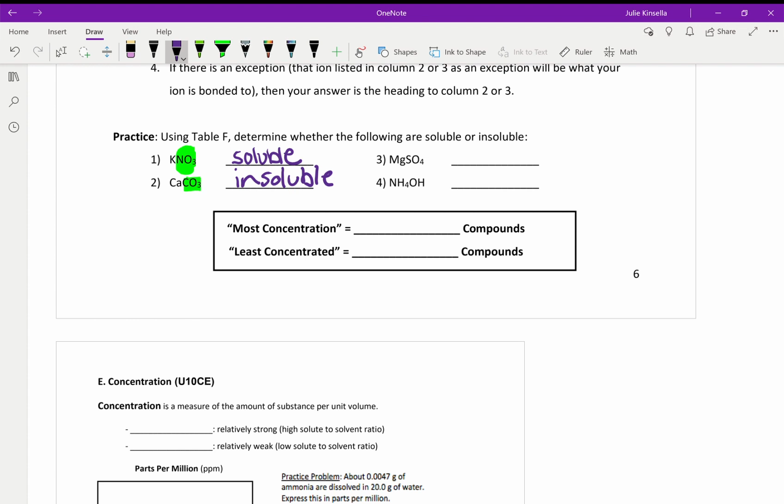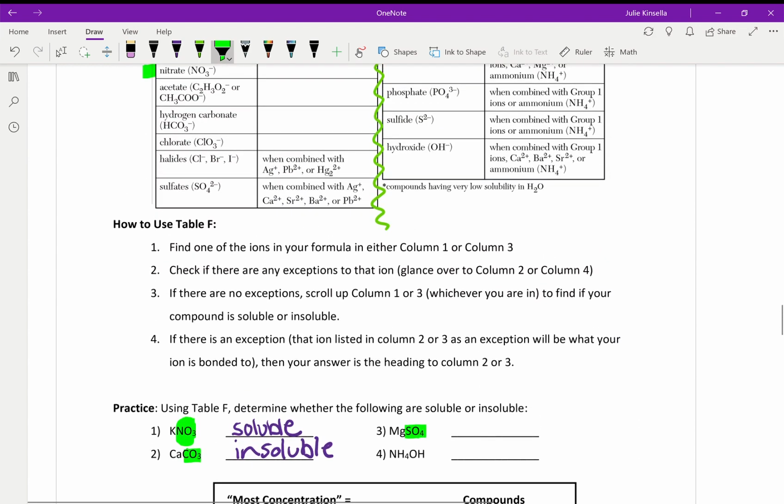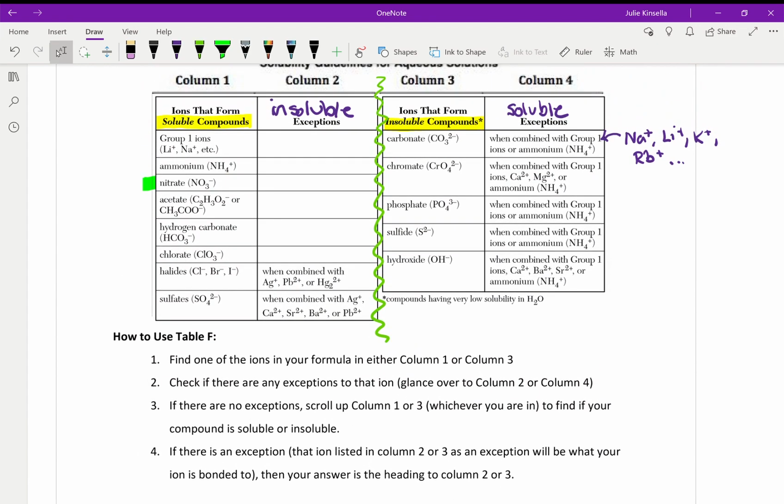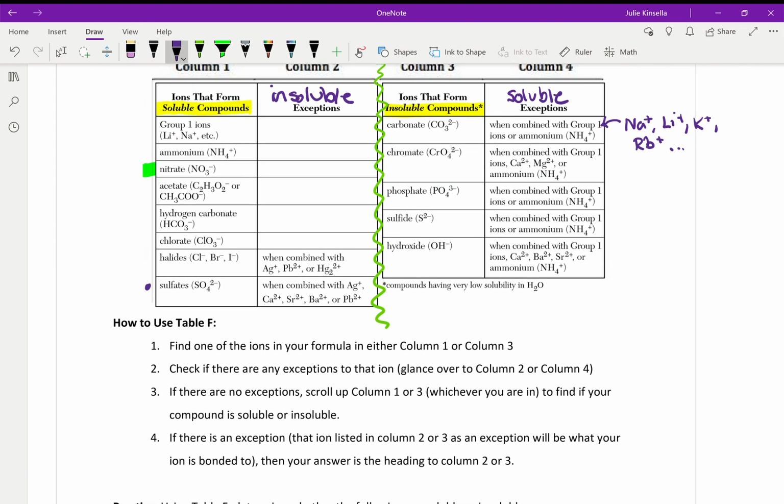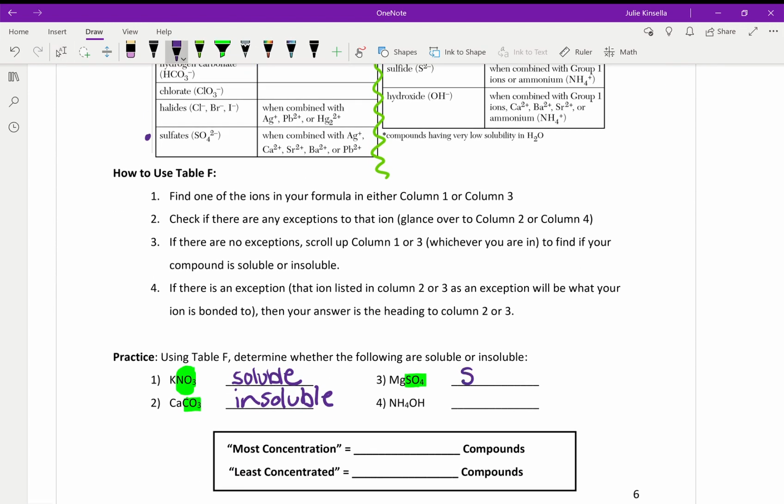Moving on to magnesium sulfate, I focus on the negative ion first. Sulfate is over here on the left-hand side. Normally it's soluble, unless it's combined with silver, calcium, strontium, barium, or lead. If you look back down, it was with magnesium. It's not one of the exceptions, so it's going to stay under the column it's placed under, which is soluble. You can go ahead and label that one as soluble.